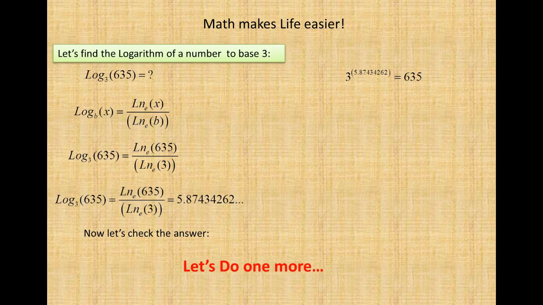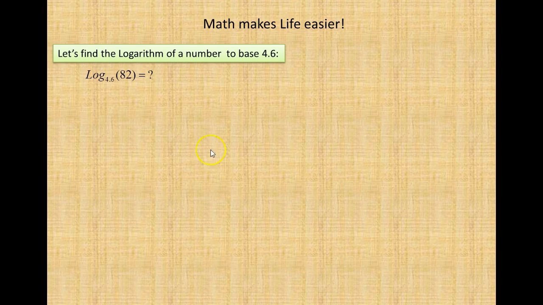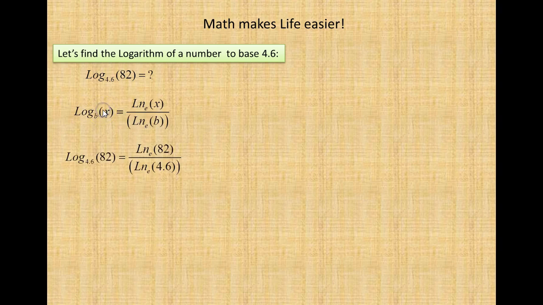Okay, now let's do one more. Let's find the logarithm of a number to base 4.6. Wow. Okay. Well, let's do the same thing. We take our handy equation we derived previously, and we plug in the numbers. The base is 4.6, and the number we're looking for is 82. So the log to the base 4.6 of 82 is equal to something.